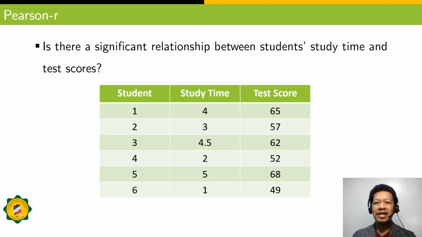So to actually organize your data in Microsoft Excel or even in the SPSS, you have to arrange it like this. You have the first column for the participants or student number, and then you have the second column for the first variable, that's study time, and the third column for the second variable, test score.